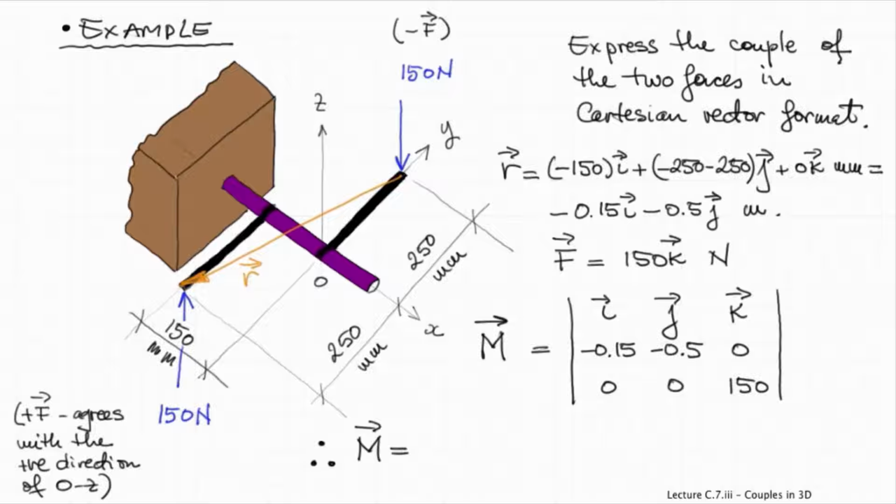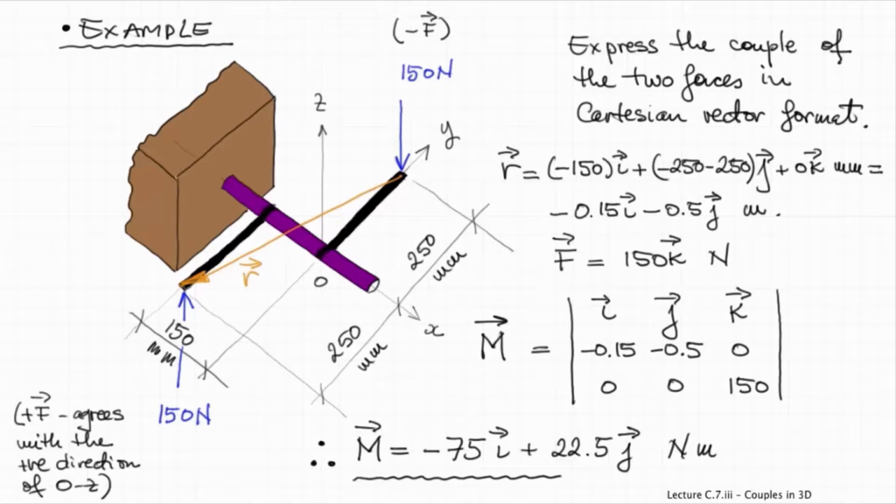If we expand this determinant, I'm just going to jump over a few steps and give you the final answer. That would be negative 75 i plus 22.5 j newton meters. As you can see, the moment does not have a z component, which is what you would expect, because in this way the moment vector will be perpendicular to the plane contained by both forces.